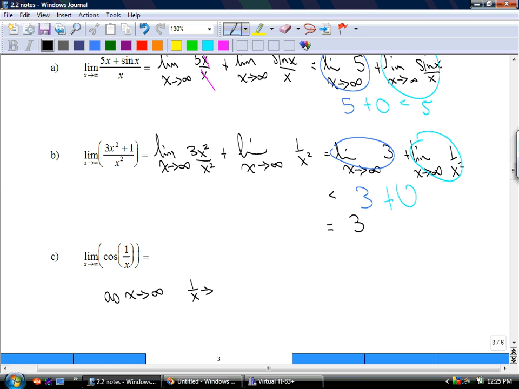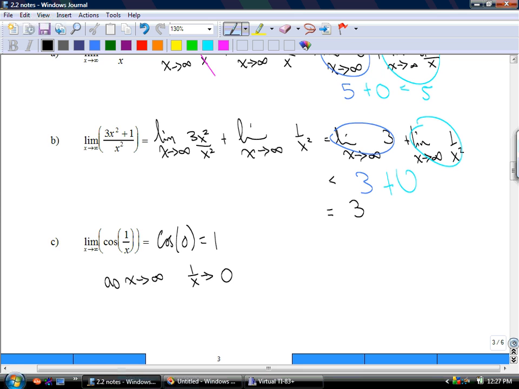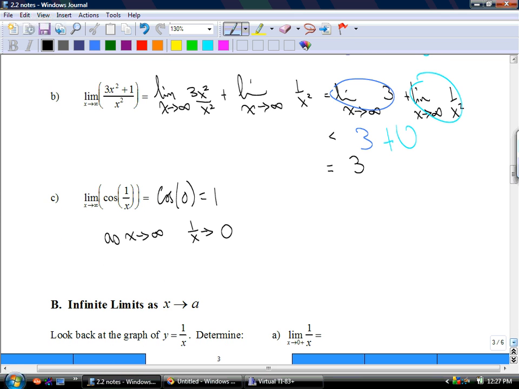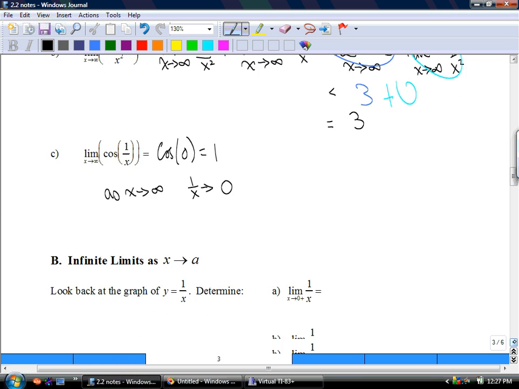As x goes to infinity, what happens to y? It goes to 0. So what is the cosine of 0 then? As x goes to infinity, 1 over x goes to 0, so the cosine of 0 is 1. That's how you do that one. Okay, what else do we need to talk about?